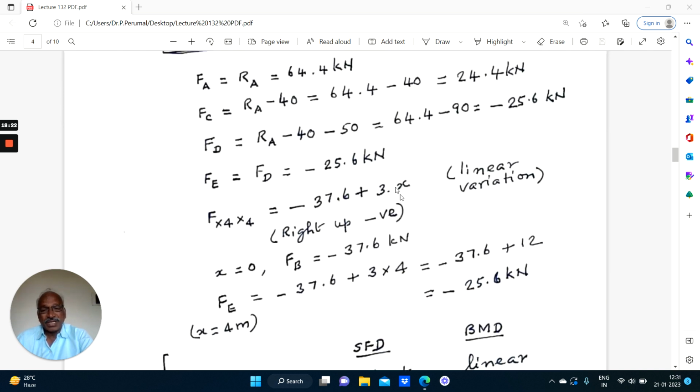The main point is, this is the general equation for the shear force: minus 37.6 plus 3 into x. So that means it varies. The variable is x, and the power of x is 1. Therefore, the variation will be linear. This is very important. Linear.